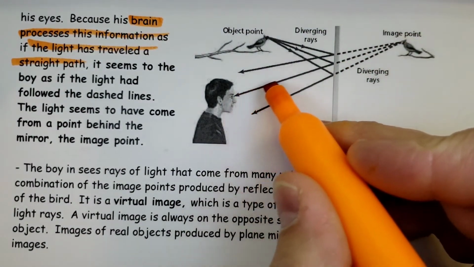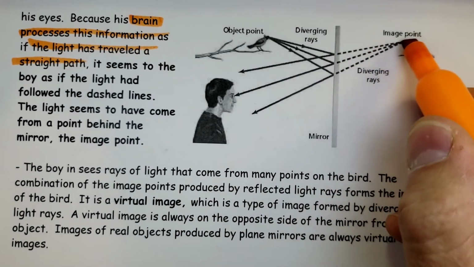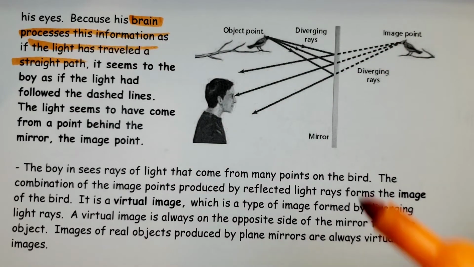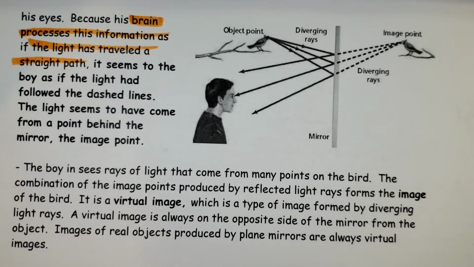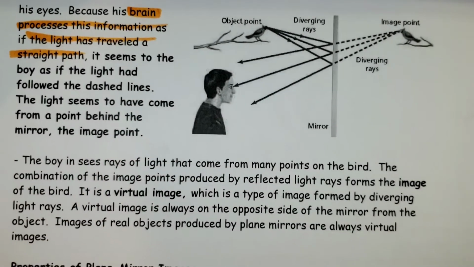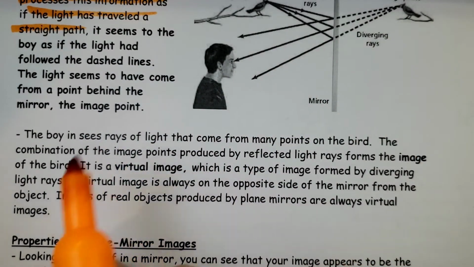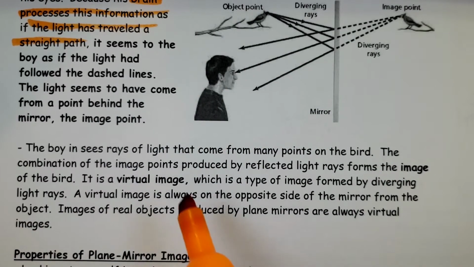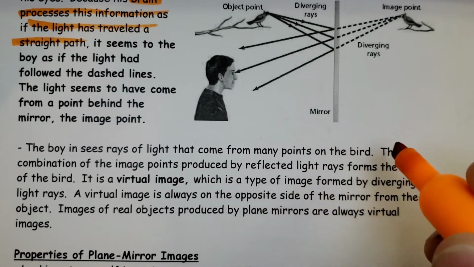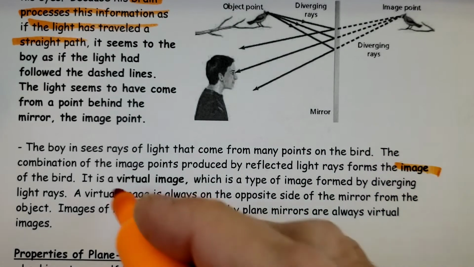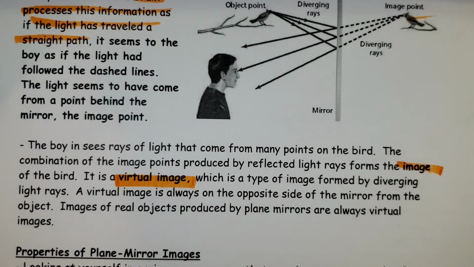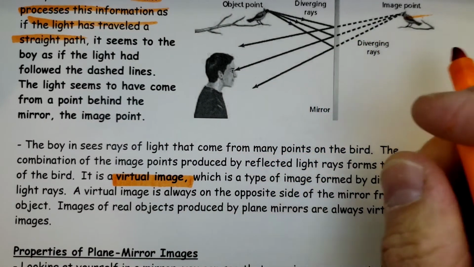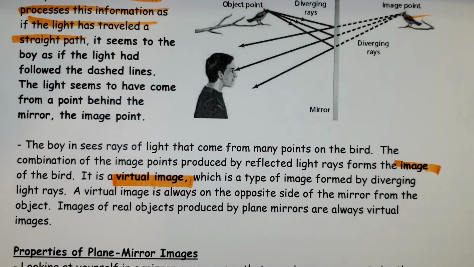So seeing the eye of the bird, he follows the dashed lines in behind the mirror, and it appears like it's coming from behind here. If you look at your mirror reflection, you of course know it's a reflection, but it appears that you're on the other side of the wall. So it seems to have come from that point over there. The boy in this figure sees rays of light that come from many points on the bird. The combination of the image points produced by the reflected light rays forms the image of the bird. This is said to be a virtual image, which is a type of image formed by diverging rays. So rays that are spreading out, that's what we get from it.